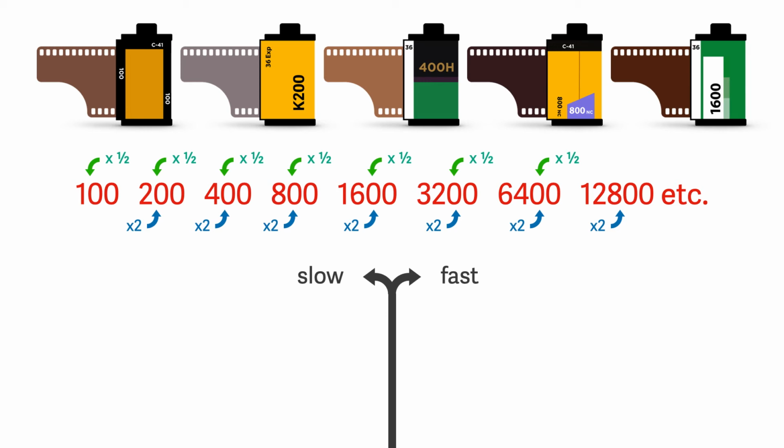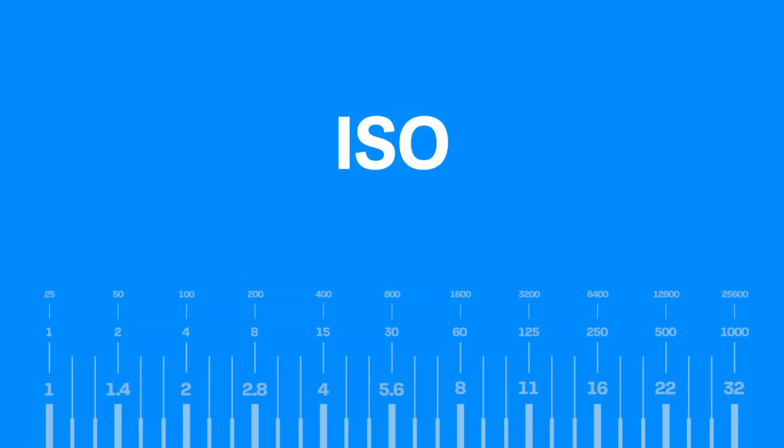Geometric progression is a sequence of numbers where each term after the first is found by multiplying the previous one by a fixed, non-zero number called the common ratio. The ISO scale is therefore a geometric progression with a common ratio of 2. This is important to note, as we will see that the shutter speed and aperture use scales with the same common ratio of 2.